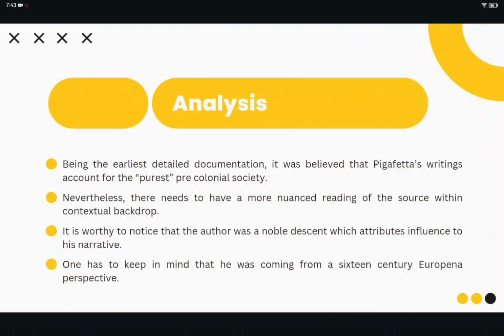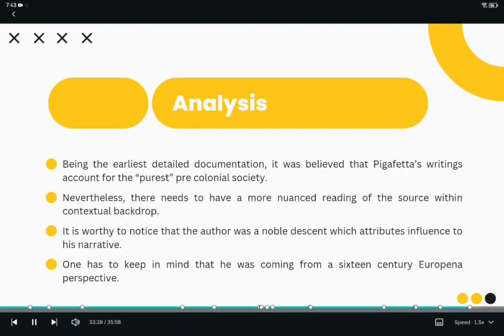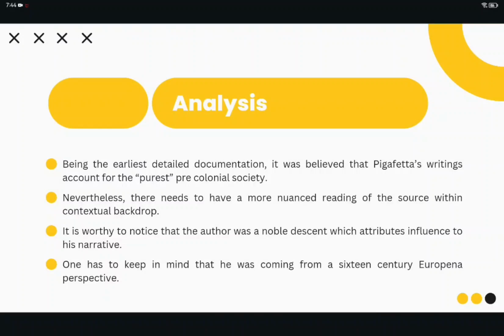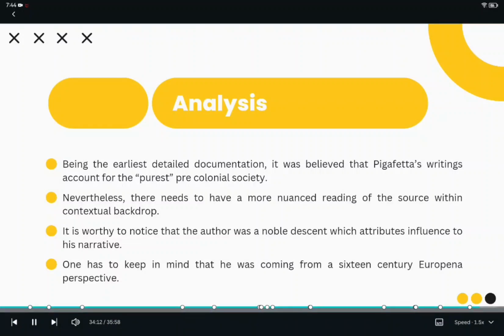Okay, so the analysis on this one. Being the earliest detailed documentation, it was believed that Pigafetta's writing accounts for the purest pre-colonial society. Okay, 'purest' in quotes, because we know there are nuances, there are some things where we see there was also bias. But the good thing about people who are studying history right now is we are equipped with sifting and analyzing the different contexts behind the different possible biases of primary accounts. Nevertheless, there needs to be a more nuanced reading of this source within its contextual backdrop.